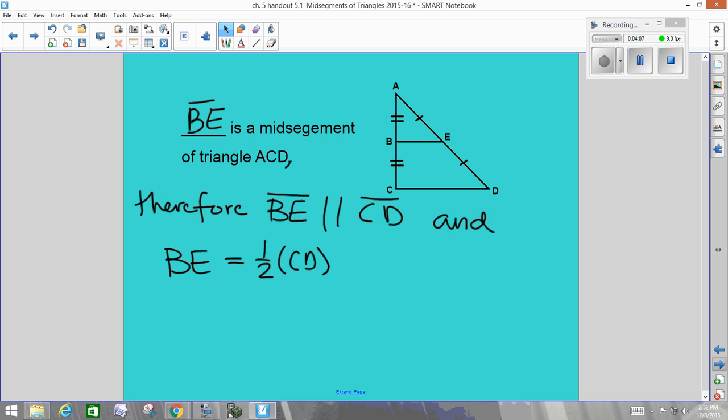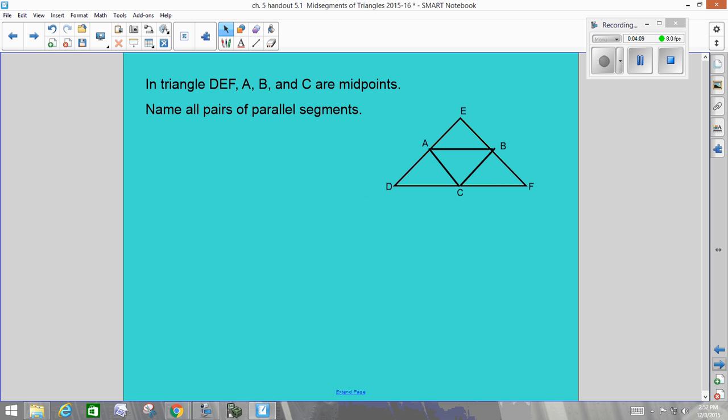Cool. First little example there, or question, it says, in triangle DEF, A, B, and C are midpoints. We want to name all pairs of parallel segments. If A, B, and C are midpoints, then you can mark your picture showing that each side of the midpoint are congruent to each other. Like AE is congruent to AD, and CD is congruent to CF, and EB is congruent to FB.